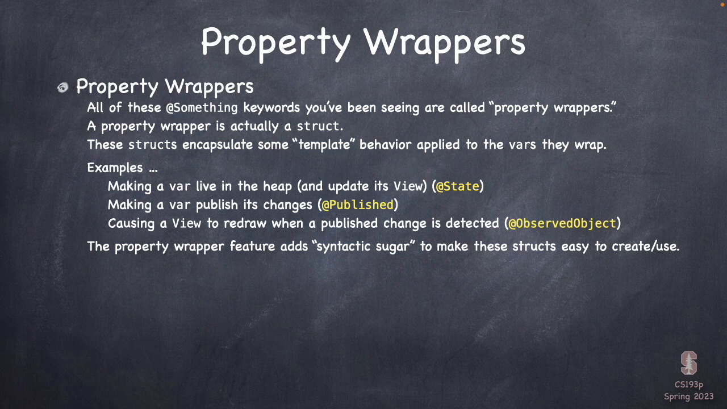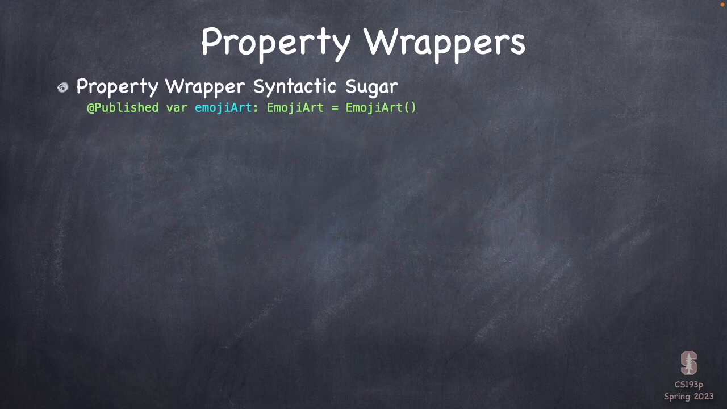What about @Published? Similar, right? Every time something changes in that var, it calls objectWillChange.send. And how about @ObservedObject? That causes a view to redraw when it sees objectWillChange.send sent. So that's what these things are doing. They're doing a little extra behavior all the time when that var changes. Property wrapper is a feature in the Swift language that allows you to create these things, and then it has syntactic sugar. So let's look a little at the syntactic sugar that you get.